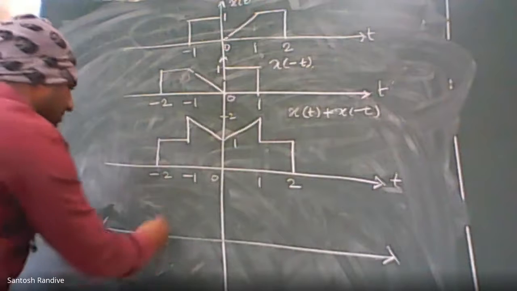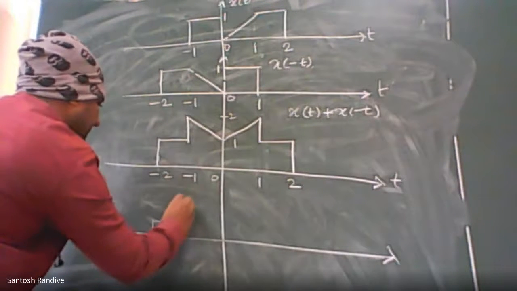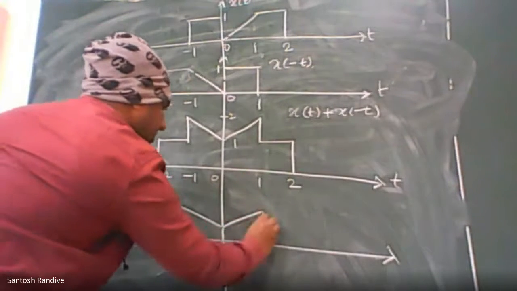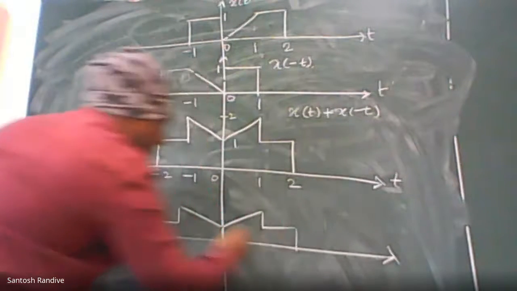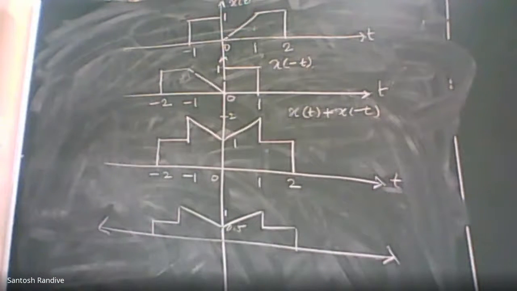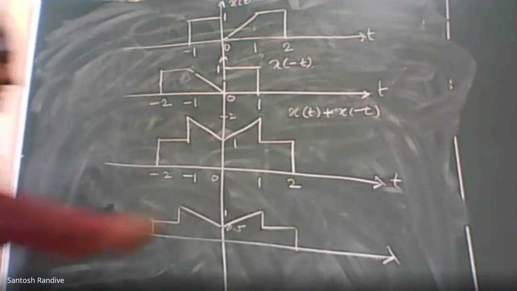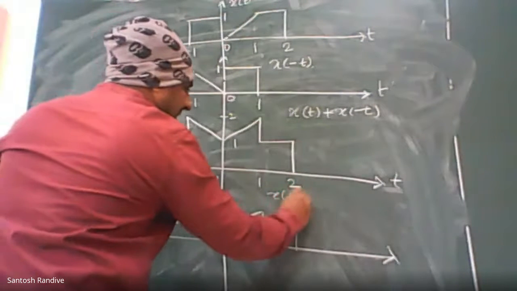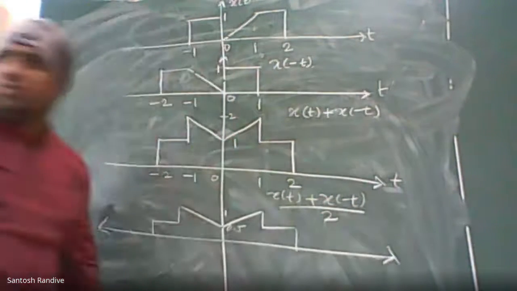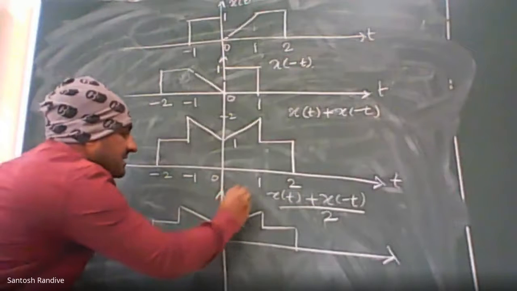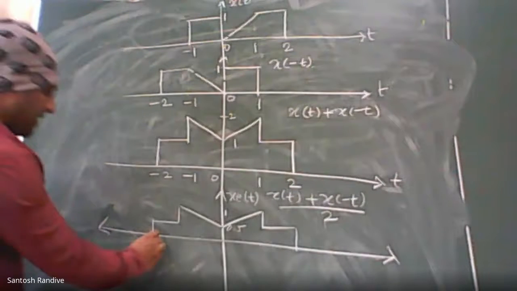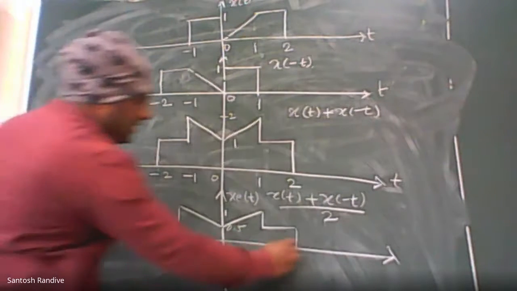So 2 is here. You can write t like this, then this like this, and this 2 is here like this. This will be 0.5. Just reduce the amplitudes. So x of t plus x of minus t divided by 2 will give you x e of t, which is your even component. You can write here -2, -1, 0, 1. Is that right?